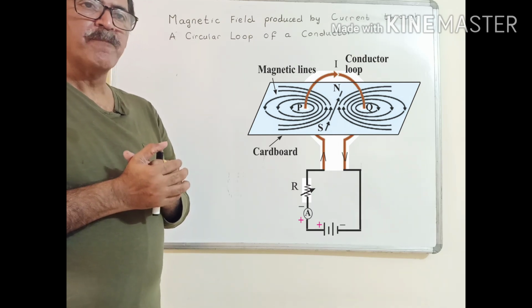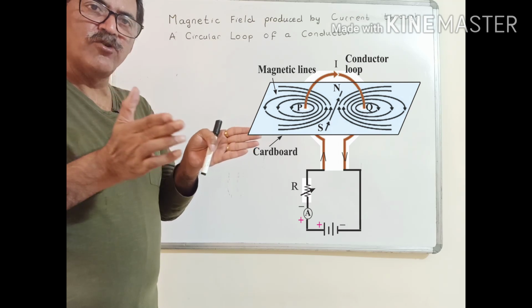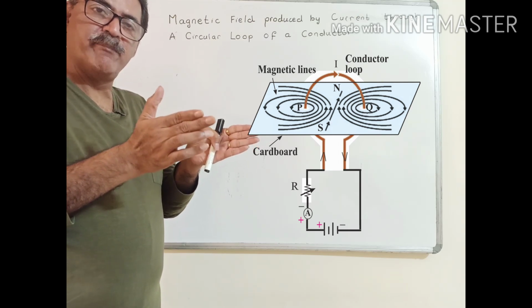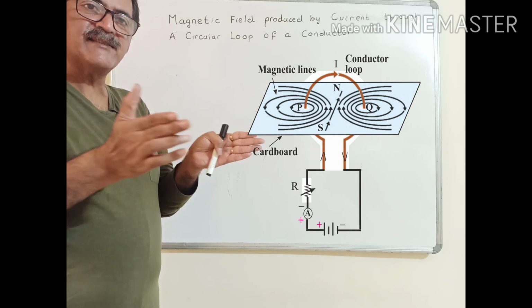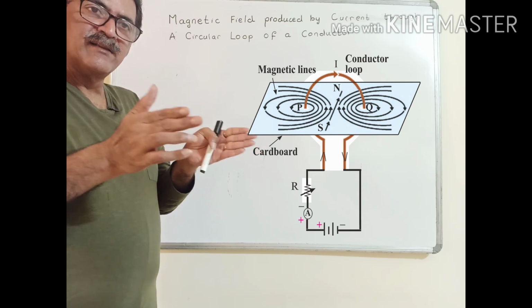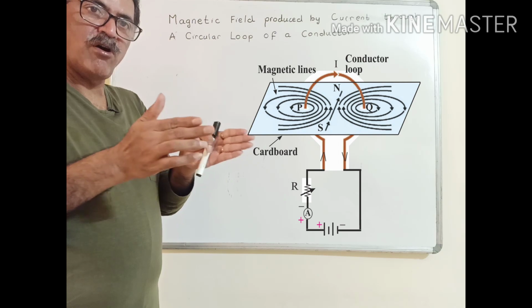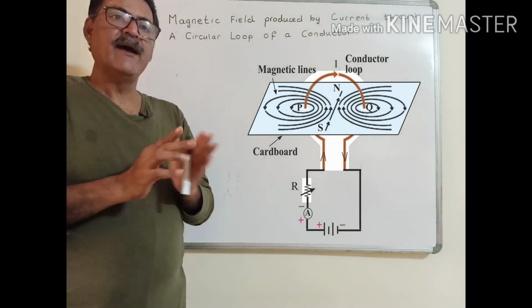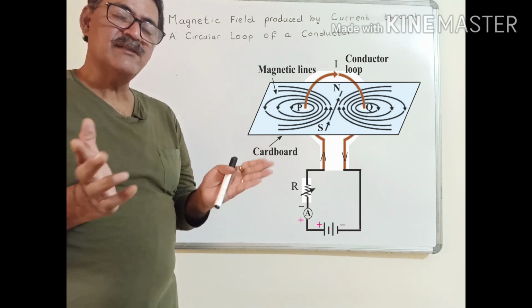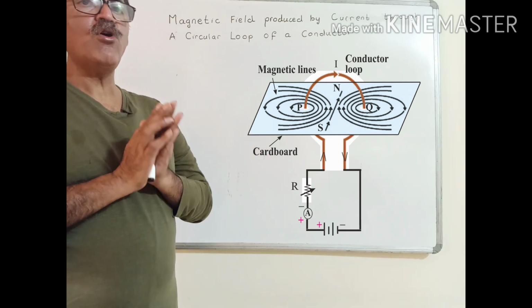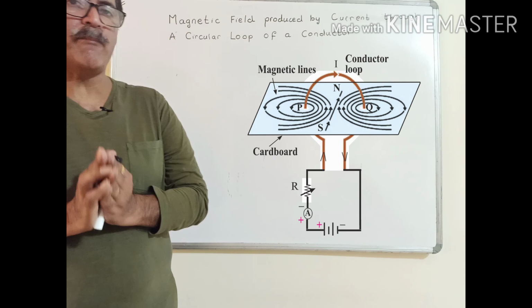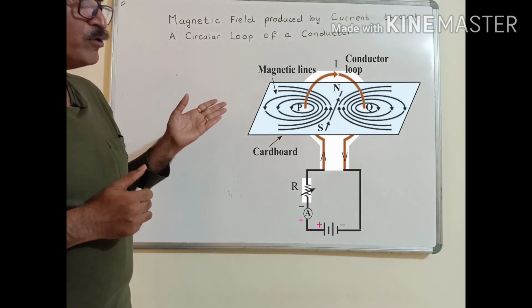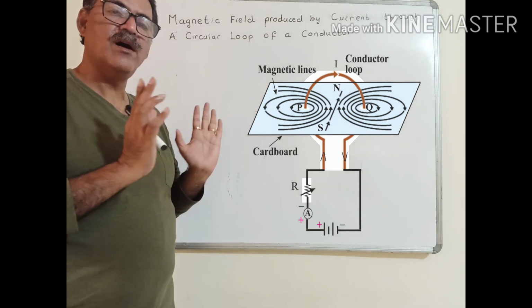Now students, if you increase the current, the concentric circles will come closer because the strength of the magnetic field or intensity will be stronger, and if you decrease the current with the help of the rheostat, the magnetic lines of force of those concentric circles will move apart from one another, right? Then if you increase the number of turns, the magnetic field will also increase. So this is all about the magnetic lines of force produced by a current carrying circular loop.